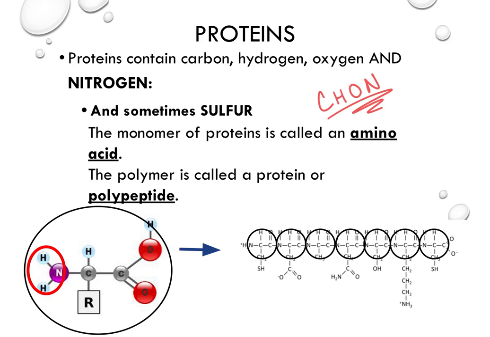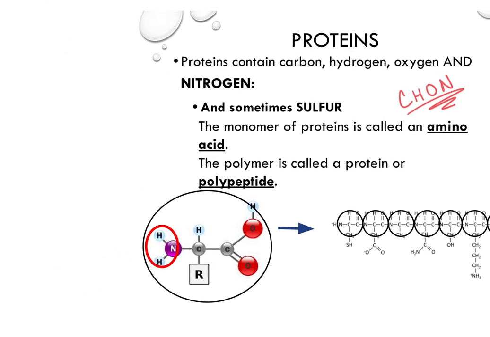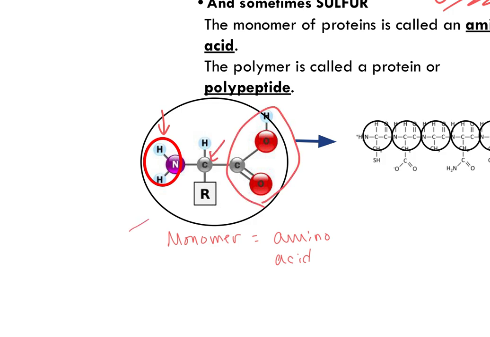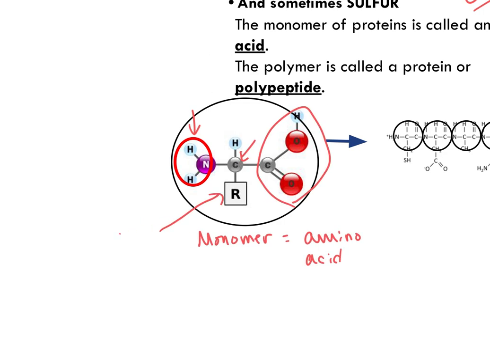So they are CHON molecules. Now, these do have a monomer and polymer. When we talk about proteins, the monomer or building block of a protein is what we call an amino acid. The amino acid has three main parts to it: an amine group, a central carbon, and a carboxyl group, but it also has this group right here called the variable group.